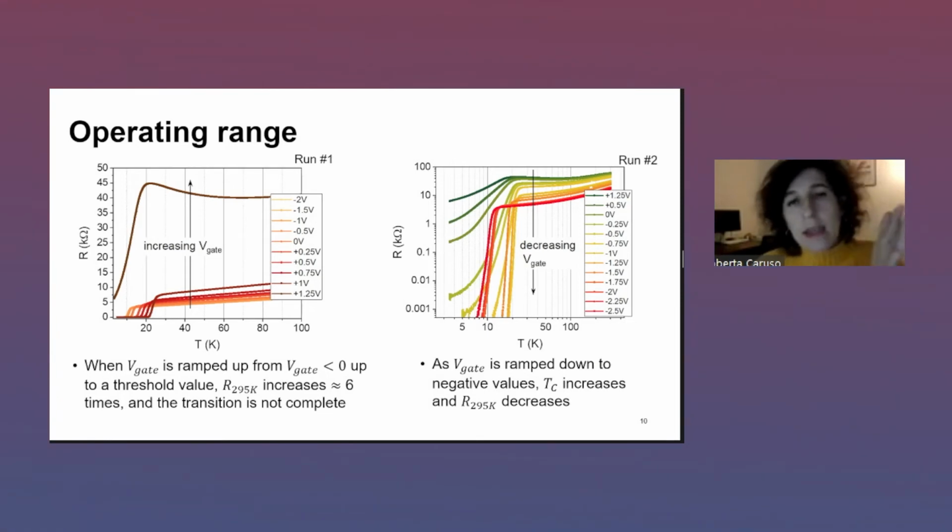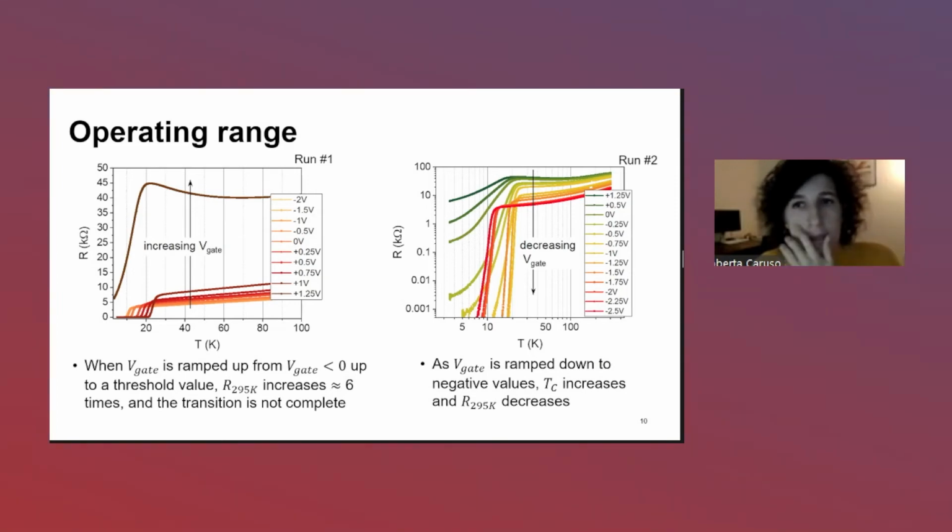Then, when you ramp down the gate voltage down to negative values in run 2, so graph on the right, a completely different behavior is obtained, where we observe that the critical temperature is increasing as the gate voltage decreases, and at the same time, the room temperature resistance decreases. This is more or less the opposite of what we observe when ramping gate voltage from negative to positive value up to a certain threshold value.